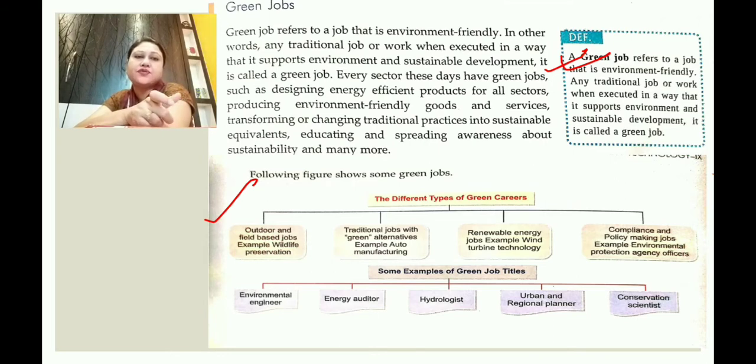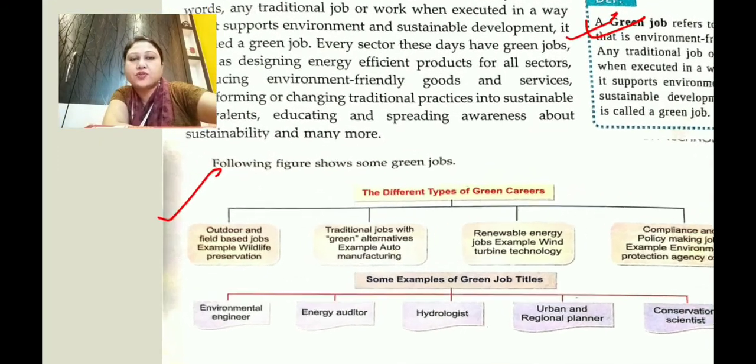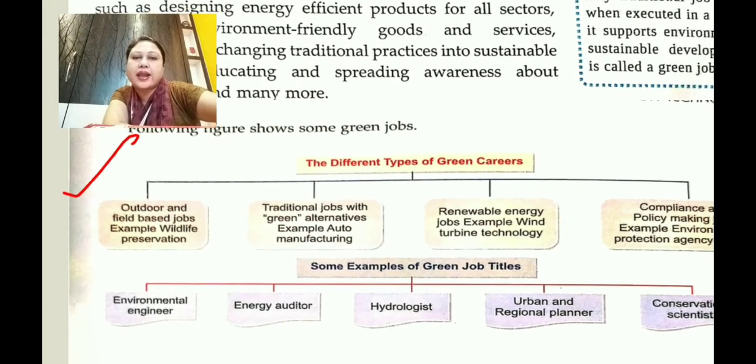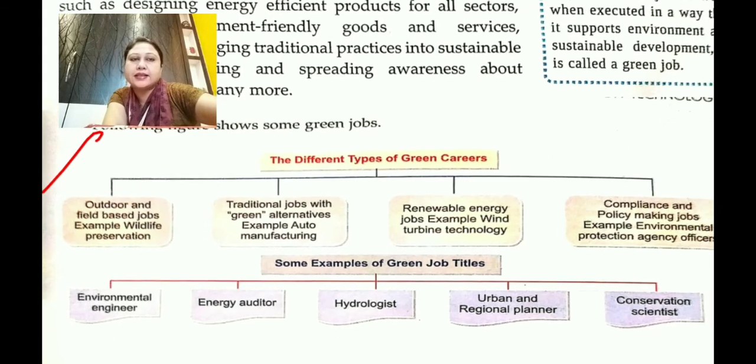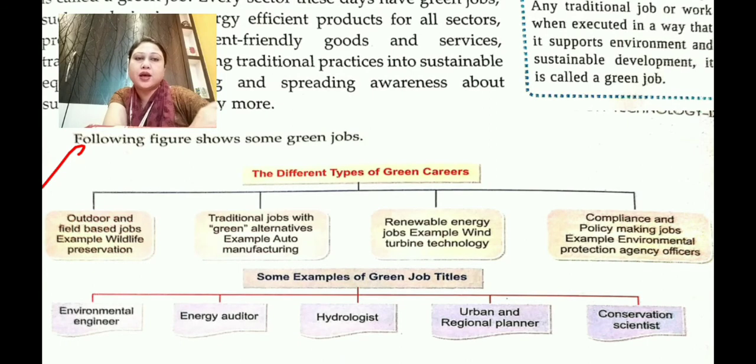Next you have the figure here, where you can see a chart with different types of green careers. What are these careers? The first one is the outdoor and field based job, for example wildlife preservation. Next is traditional jobs with green alternatives, for example auto manufacturing. Next is renewable energy jobs, for example wind turbine technology. Next is compliance and policy making jobs, for example environment protection agency officers. So these are the different types of green careers.